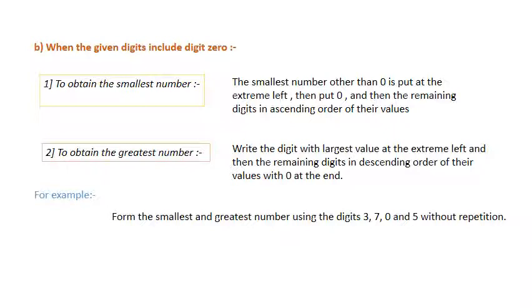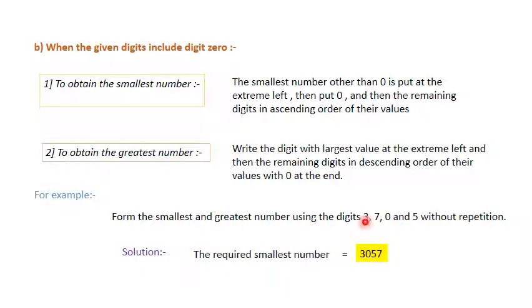So what is our rule? To obtain the smallest number, what do we have to do here? We have to take the smallest digit other than 0. So here, other than 0, it is 3. So we write down 3 first at the extreme left, then we put 0 and then the remaining digits, which are 7 and 5, in ascending order. So here the required smallest number is 3057. What have we done here, students?